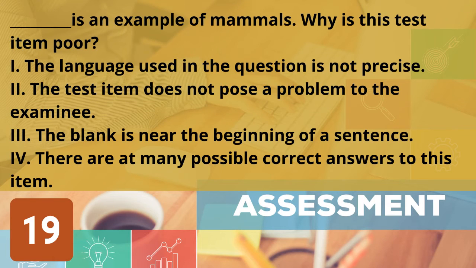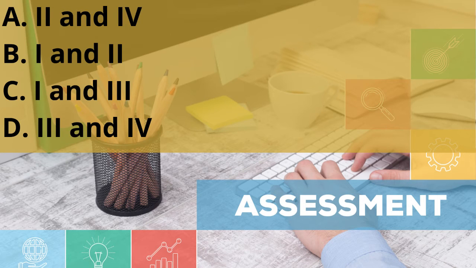Number 19. Blank is an example of mammals. Why is this test item poor? 1. The language used in the question is not precise. 2. The test item does not pose a problem to the examinee. 3. The blank is near the beginning of a sentence. 4. There are many possible correct answers to this item. A. 2 and 4. B. 1 and 2. C. 1 and 3. D. 3 and 4.